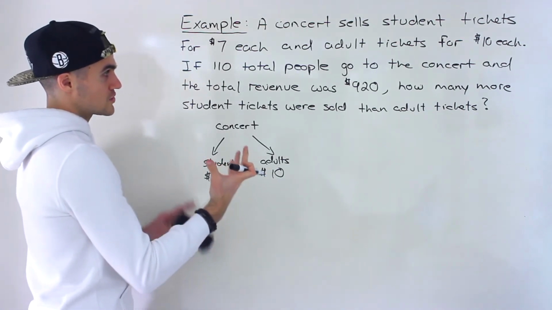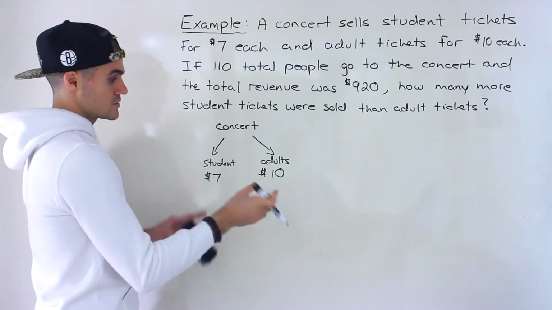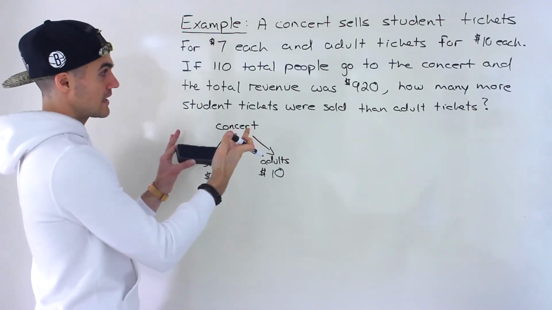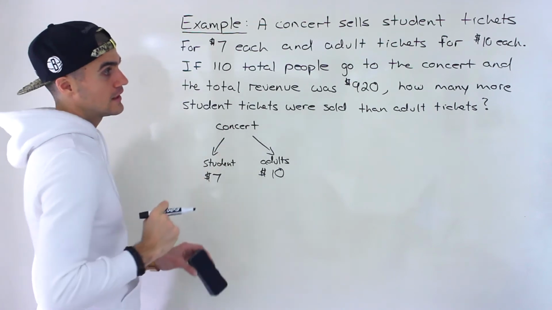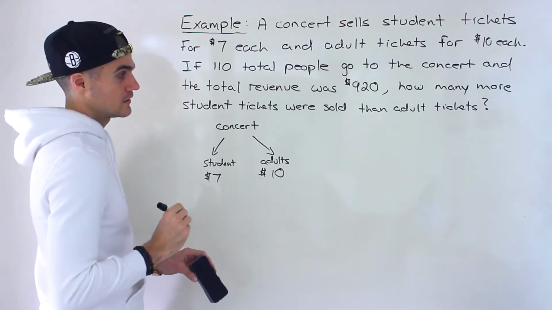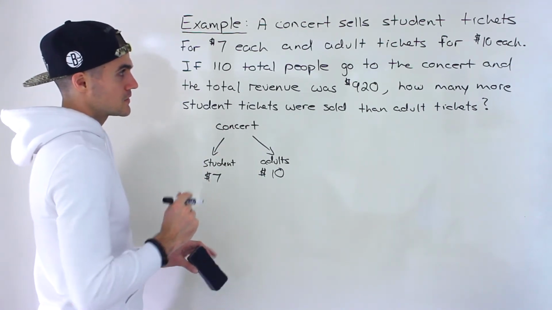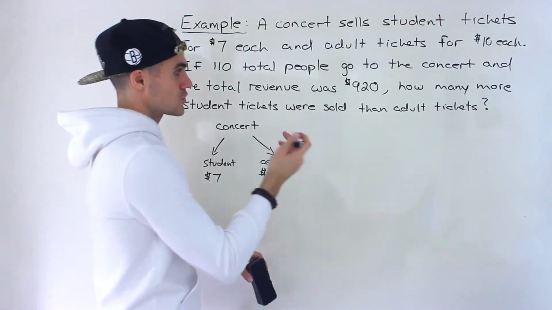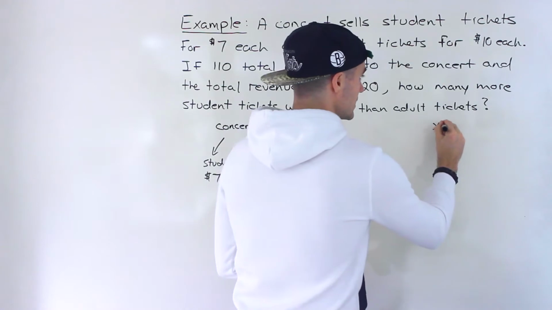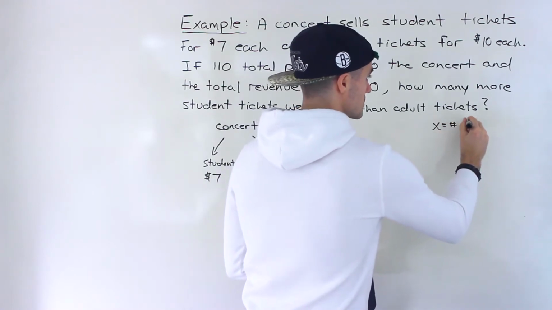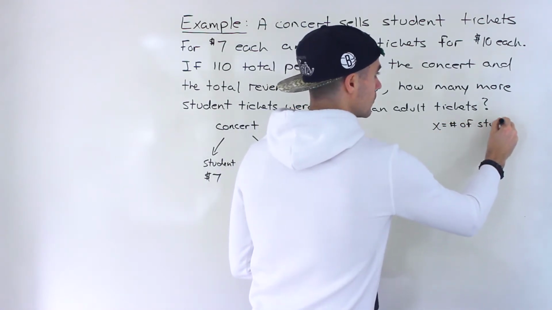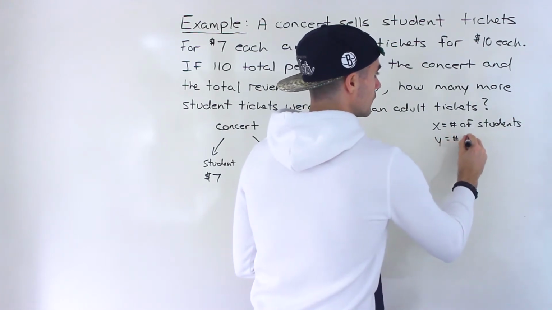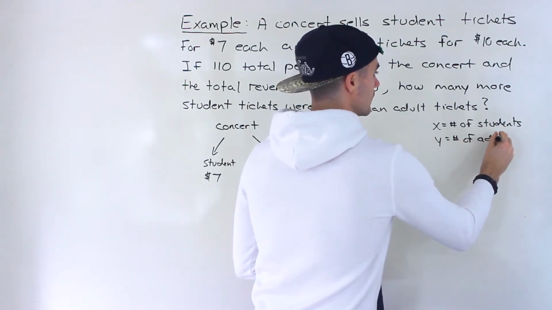And then in total, there's 110 people. So the total number of students and adults, if we add those together, is going to be 110. And then the total revenue is $920. So we're dealing with two kinds of people here. What we want to do is create two variables. I'm going to let x equal the number of students that go to the concert, and y equal the number of adults that go to the concert.